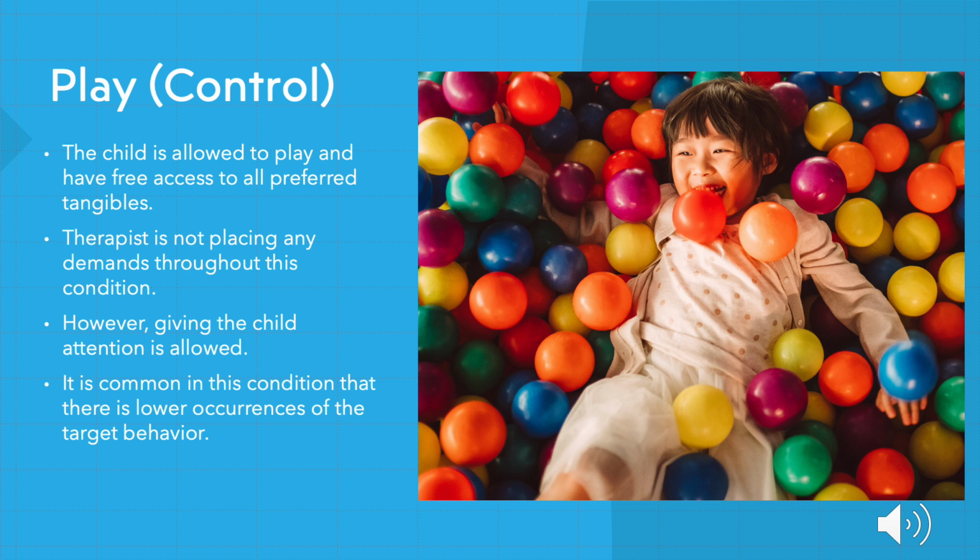The first condition that we will be talking about, a part of the FA, is play control. The child is allowed to play in this condition and have free access to all preferred tangibles. The therapist is not placing any demands throughout this condition. However, giving the child attention is allowed. It is common in this condition that there are lower occurrences of the target behavior just because no demands are being placed towards the child in any circumstances.